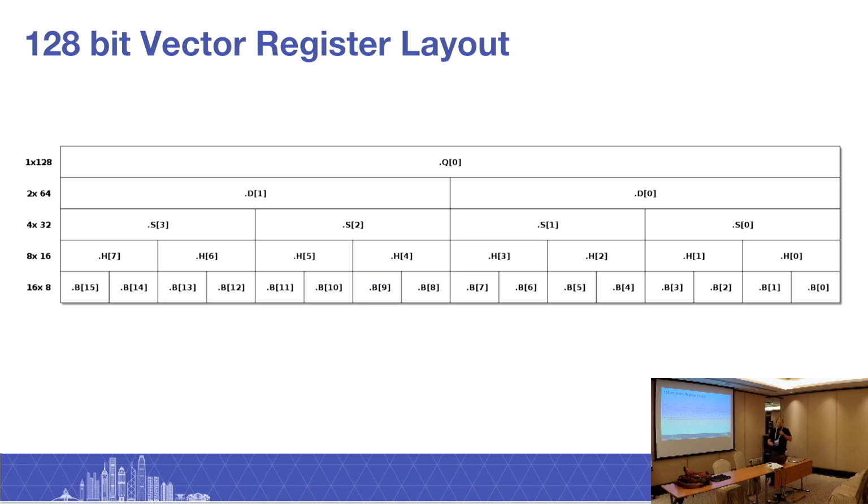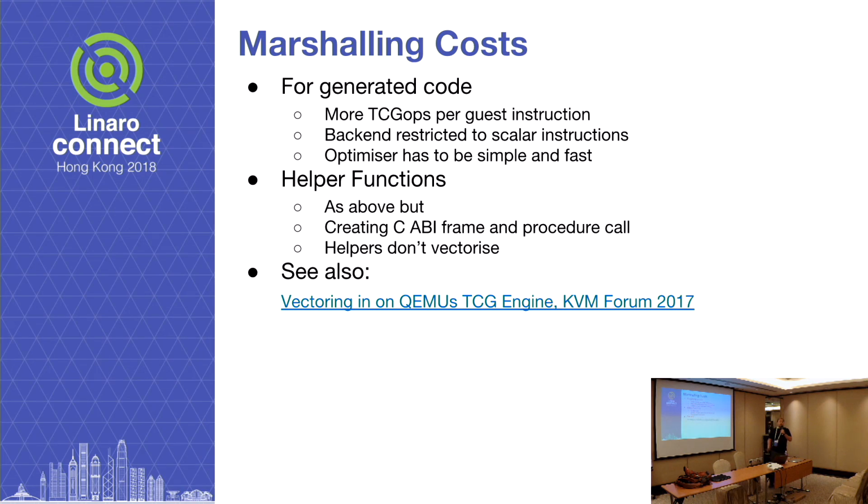And for the TCG, this introduces a bunch of cost for marshalling, because if you've only got a 32-bit or a 64-bit TCG type to represent things in, what you end up doing is reading a single element of the vector lane out into the TCG op, doing your operation, and then storing it back. So this imposes quite a high marshalling cost. It means for every instruction you end up doing more and more TCG ops.